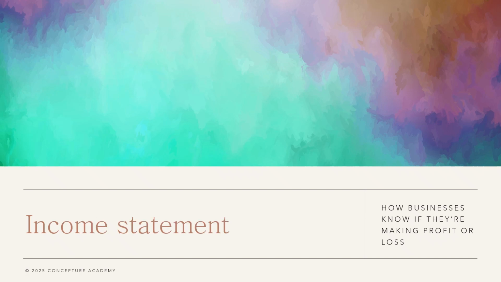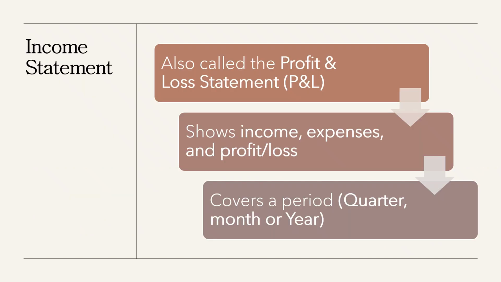Today we are diving into the income statement, a key financial report that tells whether a business made a profit or a loss over time. The income statement has another common name, the profit and loss statement, often shortened as P&L. Why? Because this report tells us whether the business made a profit or loss during a specific time period. So both these names mean the same thing and are used interchangeably in business and accounting.